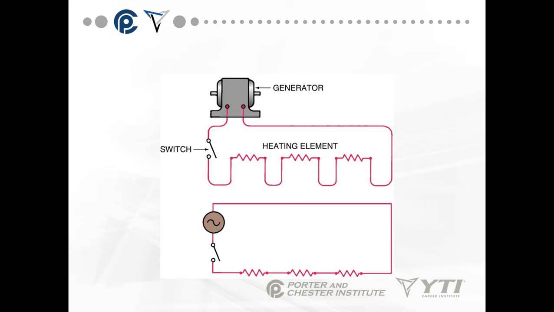Okay, this is another type of series circuit. We have a generator, I have a switch. I have 3 heating circuits in series, one path for electricity to flow. So voltage is split through all those elements, and current is the same.